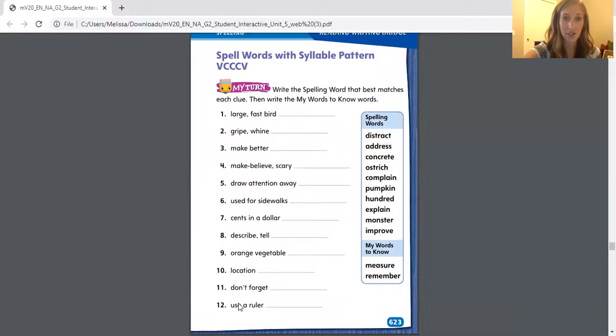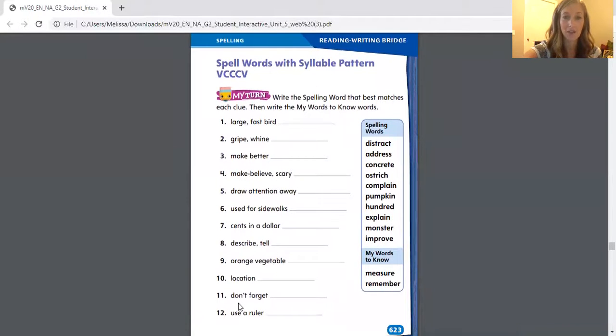All right, page 623. So on page 623, we are still looking at syllable pattern, vowel, consonant, consonant, consonant, vowel. And so this is a page that you can do independently. I will provide the directions for you, and I have confidence that you can do it. The directions say to write the spelling word that best matches each clue. Then write the My Words to Know words.